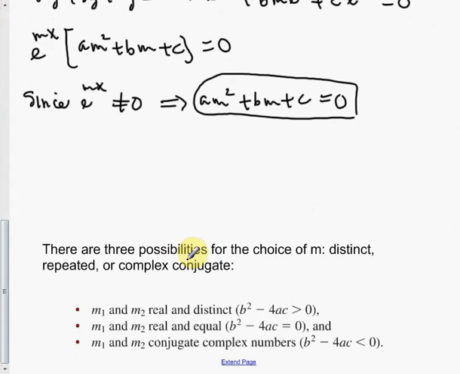There are 3 possibilities for the choice of m. Again, our purpose of taking equation number 2 and working on it to get this auxiliary equation is to find the values for m.